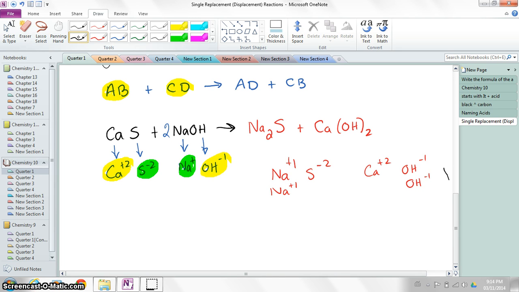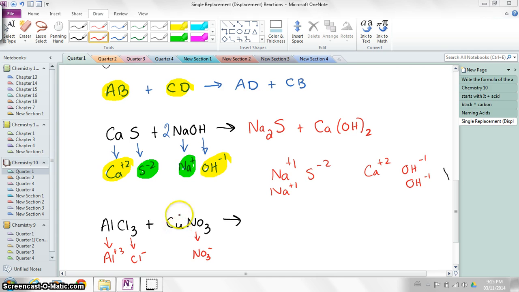Let's do aluminum chloride plus copper nitrate. So we know this is a double displacement or a double replacement reaction because we have two compounds. So we have to predict the products. To do that, we need the charges on the ions. Nitrate is a polyatomic ion. You'll find it on your polyatomic ion table and it has a charge of -1.